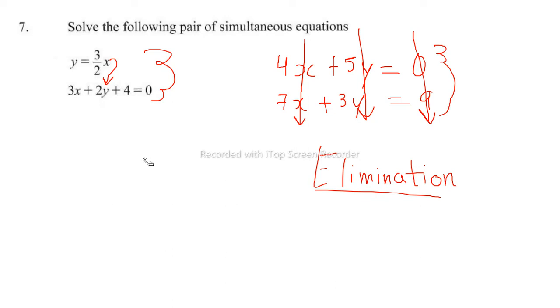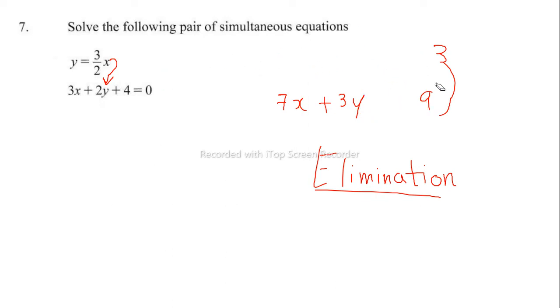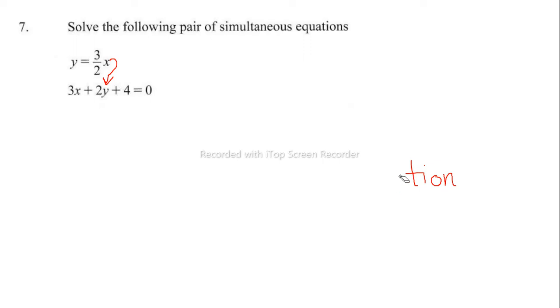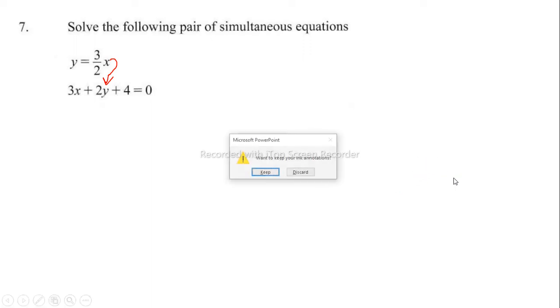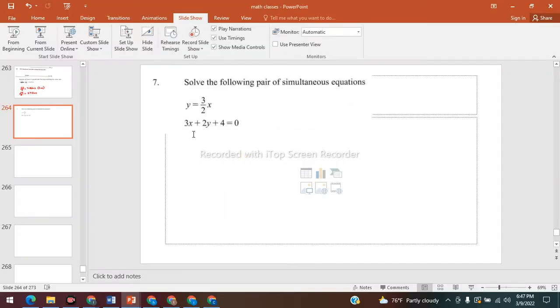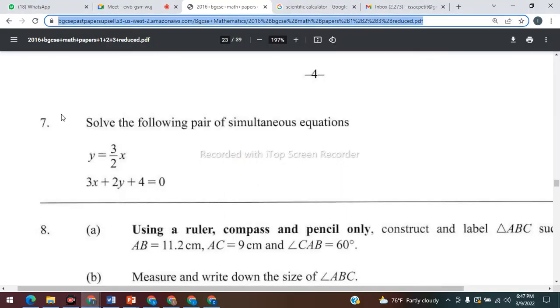So let's use substitution for this one. Notice that they didn't tell us which one to use, so we are free to use either one. Now, if they tell you to use elimination, use elimination. If they tell you to use substitution, use substitution. But in a case where they don't tell you, then use the one that's most convenient.